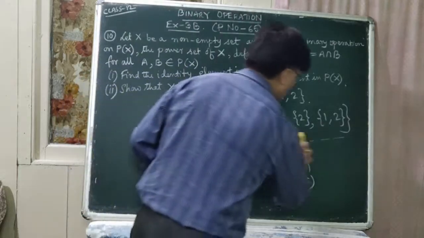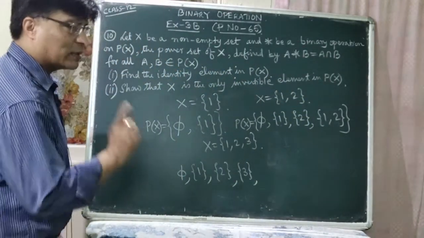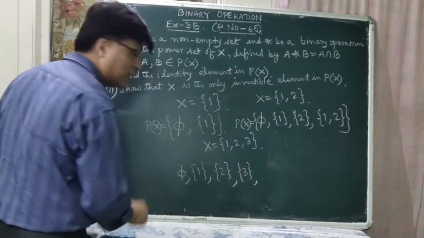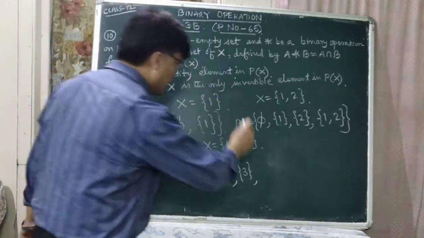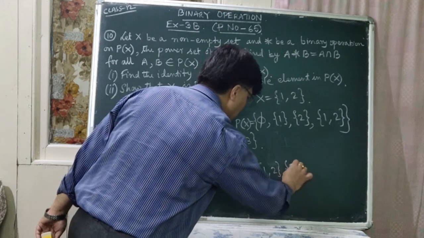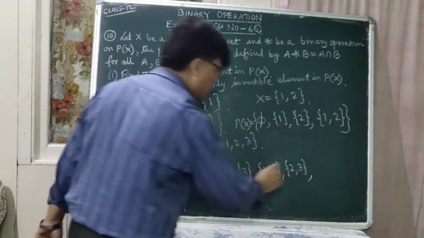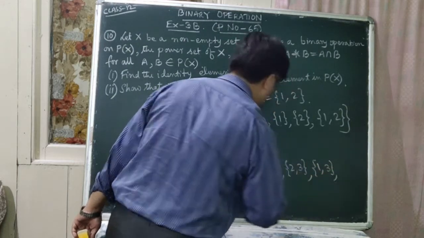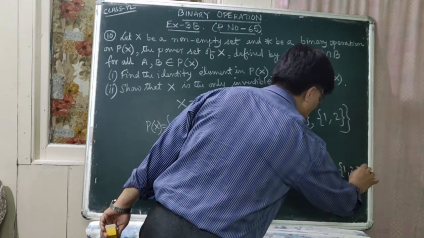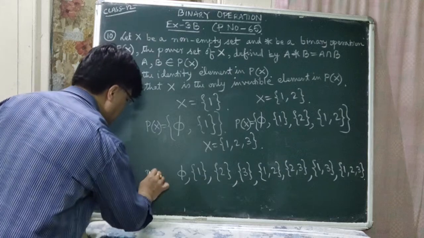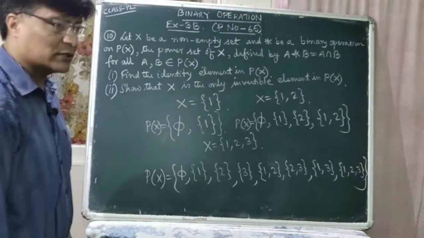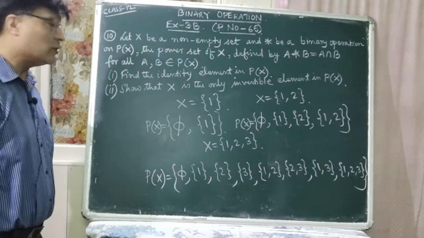Okay? So now in this case, what are the possible subsets of the set X? One is phi, then {1}, {2}, {3}. These are the subsets. Again, you can take two elements within brackets: {1, 2}, {2, 3}. These are the possible subsets. And again you can take {1, 3}. Again you can take all three elements within brackets, that is {1, 2, 3}. Is that clear? So this is the power set of X. This is known as the power set of X. So I think you have understood it.